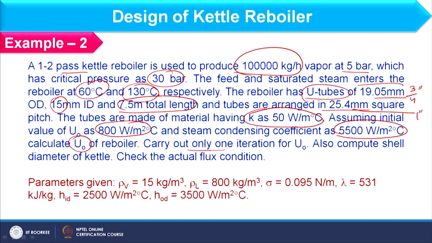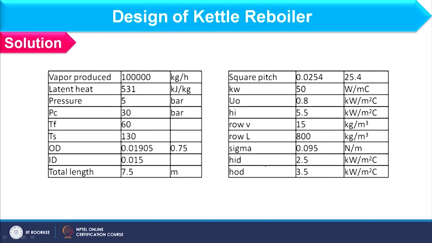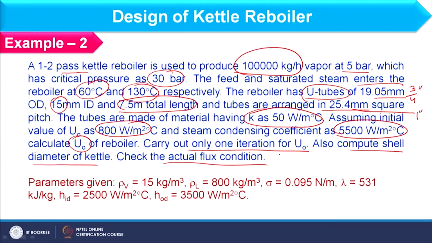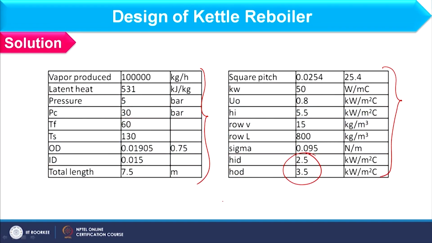And for that we have to perform only one iteration, and also compute the shell diameter for the kettle and check the flux conditions, right. So, just see the solution of this problem quickly. Here we have the known values, okay, here as well as here, and dirt factors are also given to us, as you can focus on this line, right. So, let us start the solution of this problem.